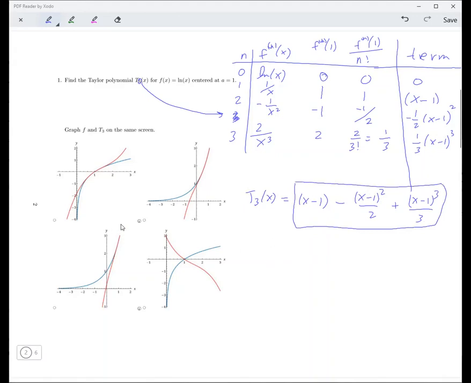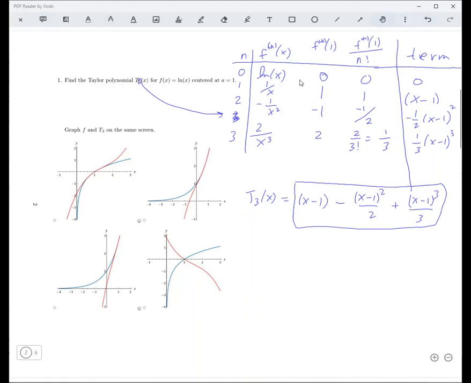Okay, part 2. We're supposed to graph these on the same screen. So, of course, let's go and use GeoGebra. So the original function is log x. So you're going to graph y equals log x, and then you're going to graph y equals this, in two different terms. So let's do that. So y equals log x and y equals this. That's what we're going to use on GeoGebra.